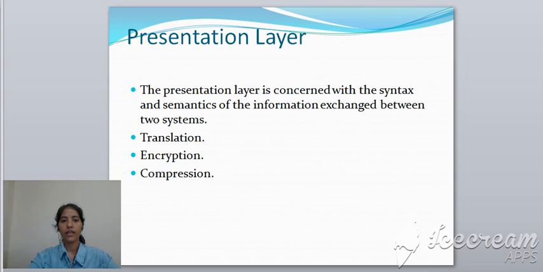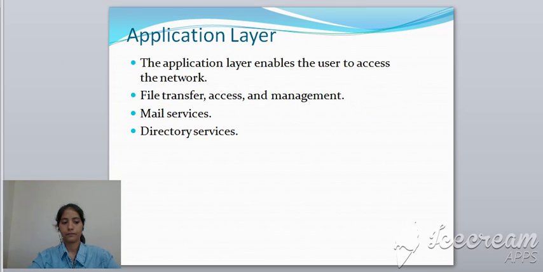Now the last and final layer in the OSI model is the application layer. Now we will look at the functionalities of the application layer. The application layer enables the user, whether human or software, to access the network. It provides user interfaces and support for services such as electronic mail, remote file access and transfer, shared database management and other types of distributed information services.